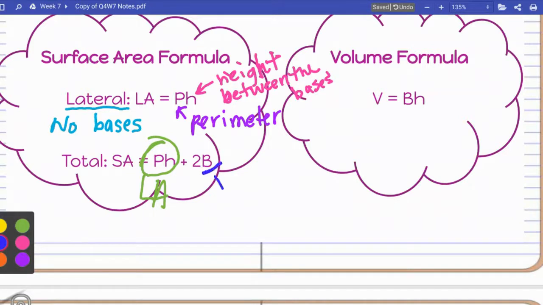Big B stands for the area of the base, so 2B is 2 times the area of the base. Whenever you have a cylinder or prism, you always have two bases. So once we find the area of one of the bases, we'll multiply by 2. We'll double it. So if I want the formula for volume, how much can fit in this shape, big B, of course, is area of the base. And H is going to stand for height of the prism or cylinder, which is the distance between the bases.